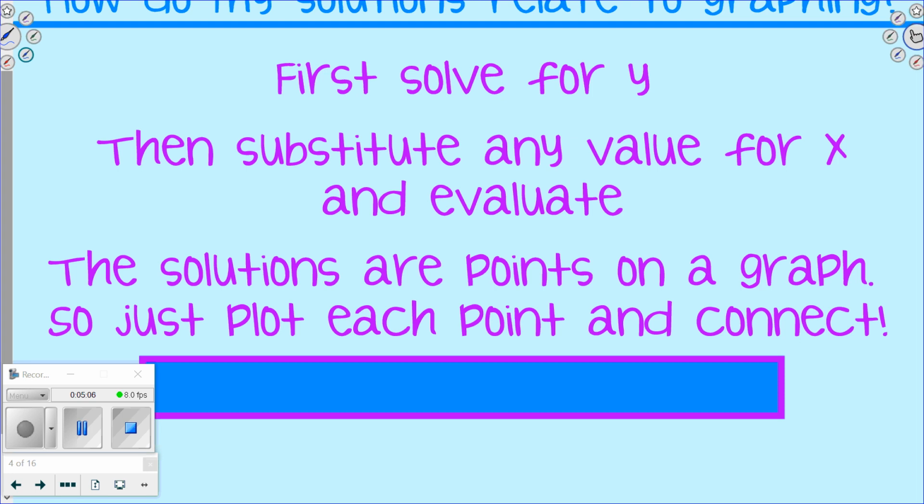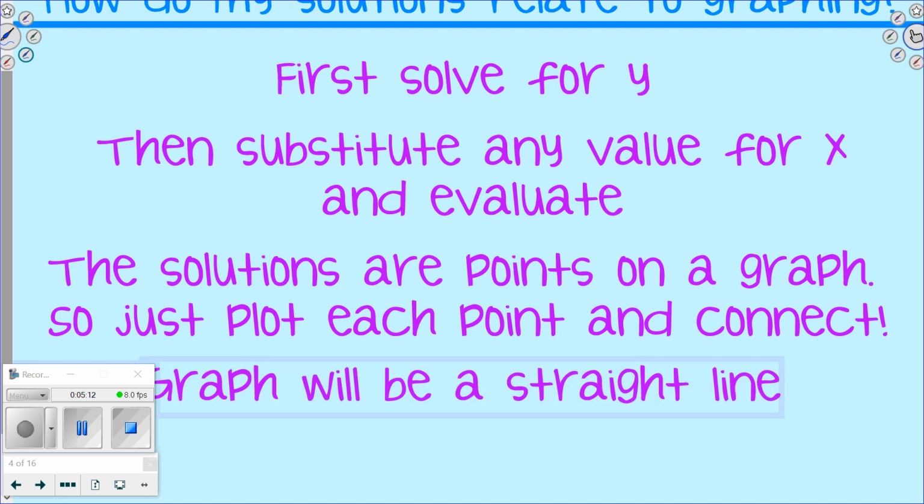Do you guys remember doing this at some point? Making XY tables, plotting points? Good. And then that graph should be a straight line. These are called linear equations.